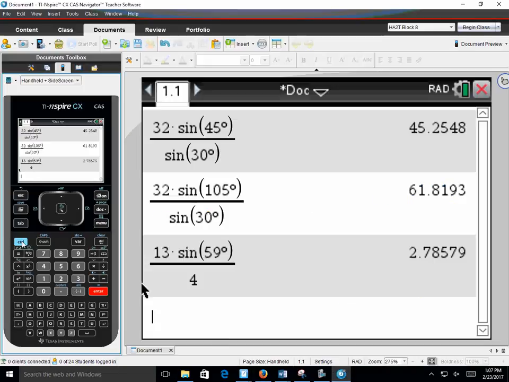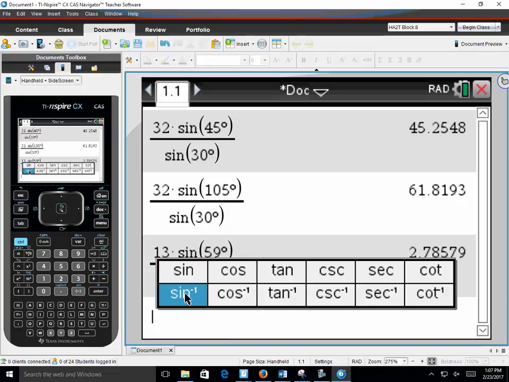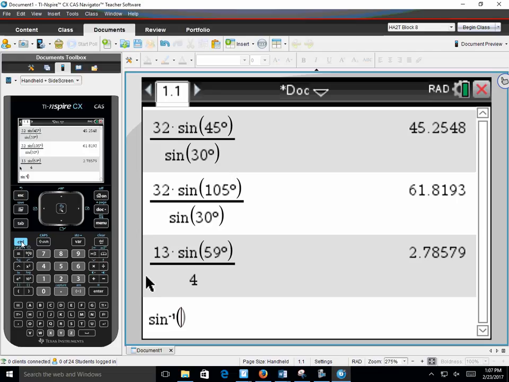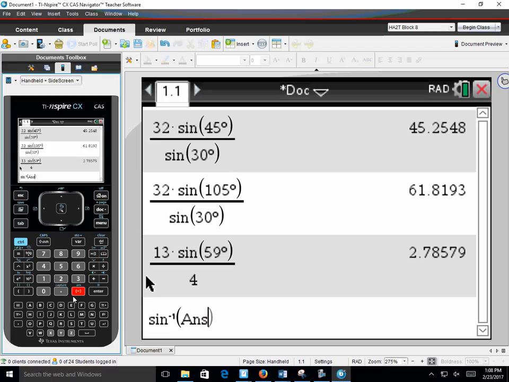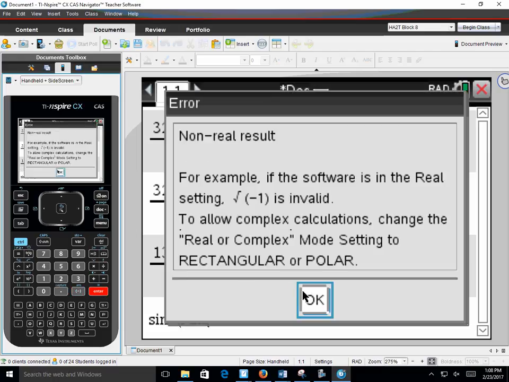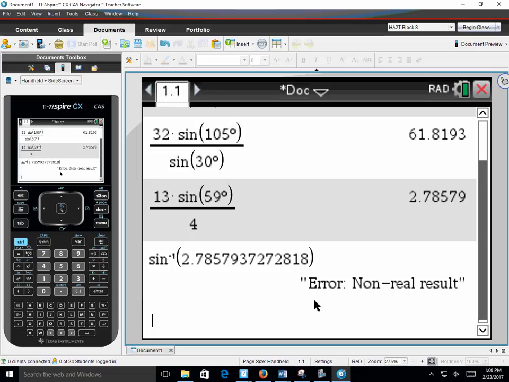So I'm just going to do trig sine inverse of, and I'm going to just do control the negative button. It just pulls up the answer. You don't have to retype it, right? Control. I got a no solution. Well, what's up with that? I get a non-real result. Did you get an error message?